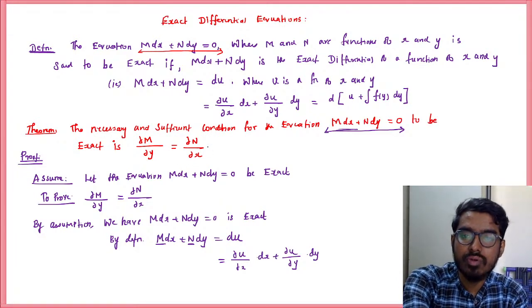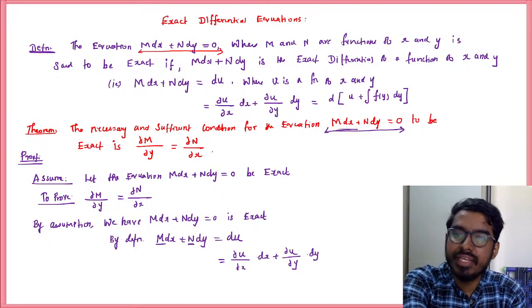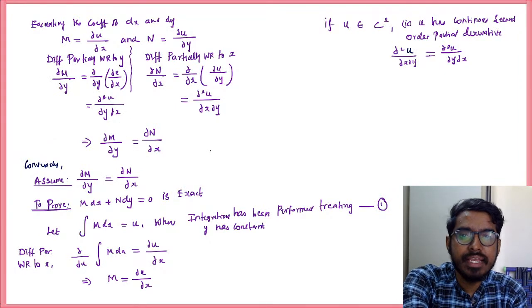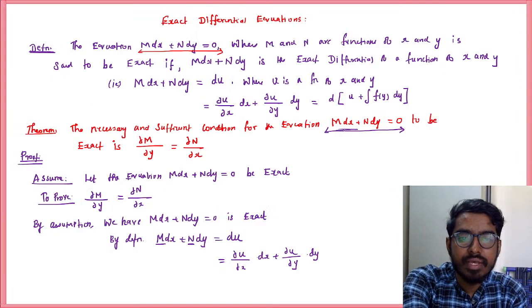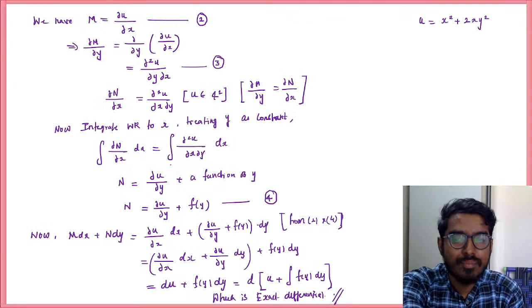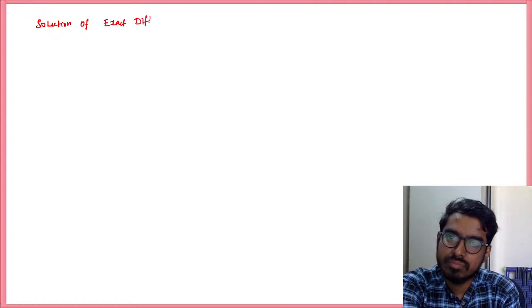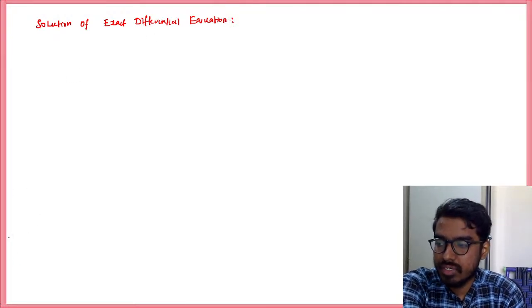Now we're going to see what the solution of an exact differential equation is, right? So when will it be an exact differential equation? Whenever M dx plus N dy is equal to 0 is said to be exact if this happens. Now what is the solution? That is what we're going to discuss now, right? This is the theory part, very simple. Problems are very simple. We'll do the problem, then you will come to know. Solution of exact differential equation, right?